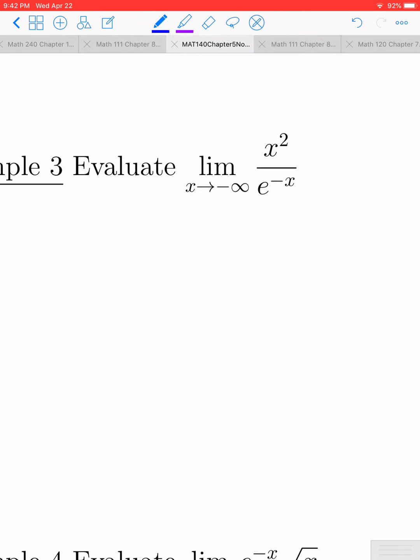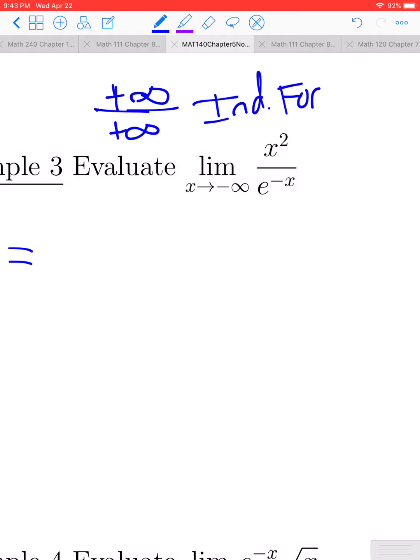x squared. As x approaches negative infinity, x squared goes to positive infinity. E to the negative x is also going to approach positive infinity as x approaches negative infinity. So this is going to be another indeterminate form. So we can use L'Hopital's rule on this.